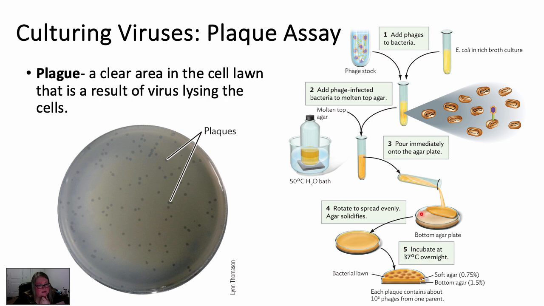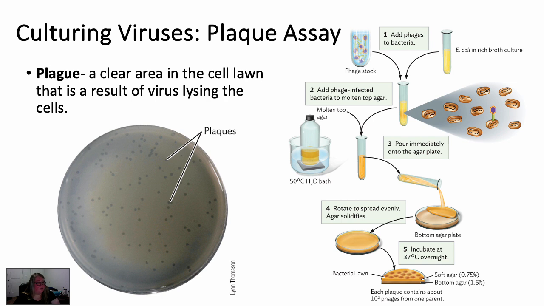When this happens, it's going to spread out evenly, and the agar is going to set up and become solid. We're going to incubate this overnight, and we're going to see a bacterial lawn form in this top layer. Wherever there are bacteriophages, they start to lyse or kill those bacteria cells. What we see on the plate in this assay are clear areas where there's no lawn anymore. This is the result of the virus lysing the cells, so we call these clear areas plaques. This is one way we can culture viruses and study them.